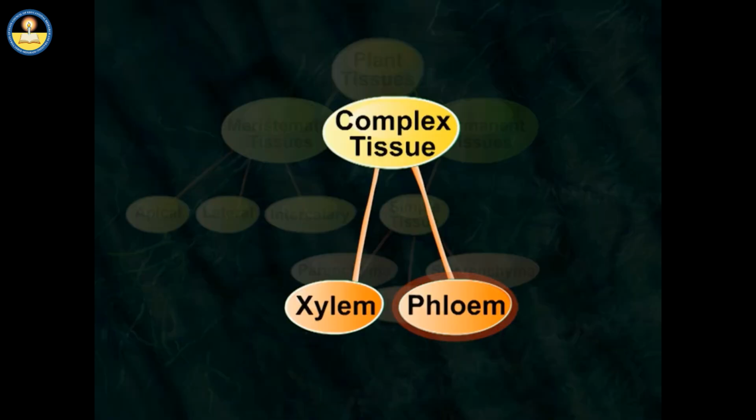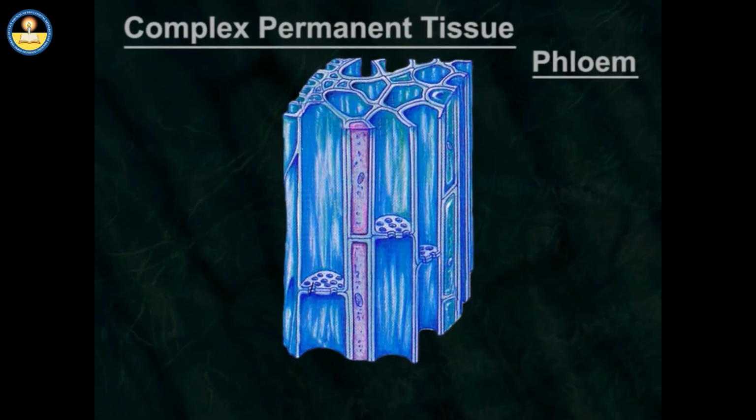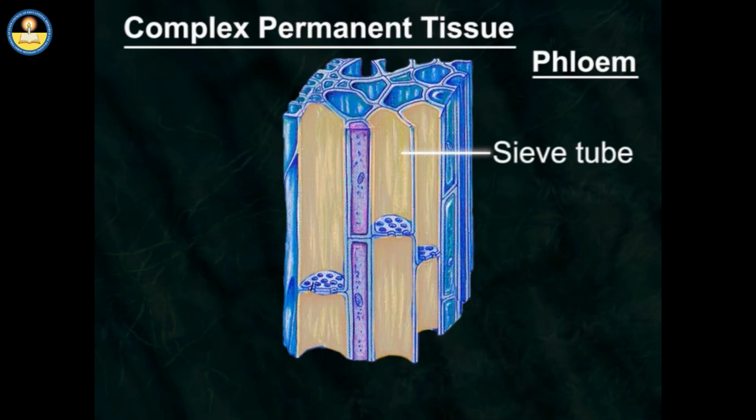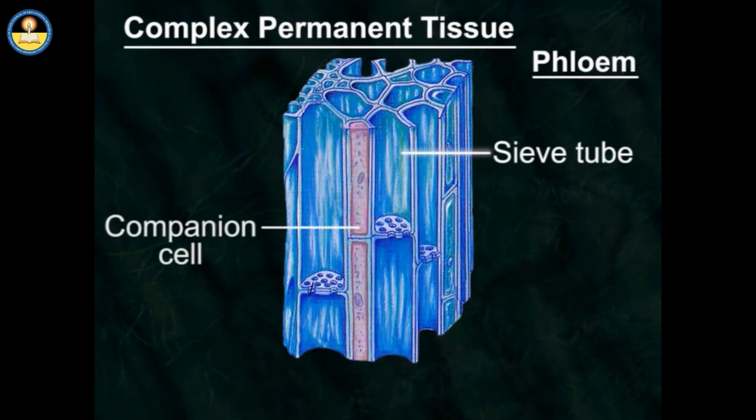Phloem is second type of complex permanent tissue. Phloem also contains 4 different types of cells: sieve tubes, companion cells, fibers and parenchyma.